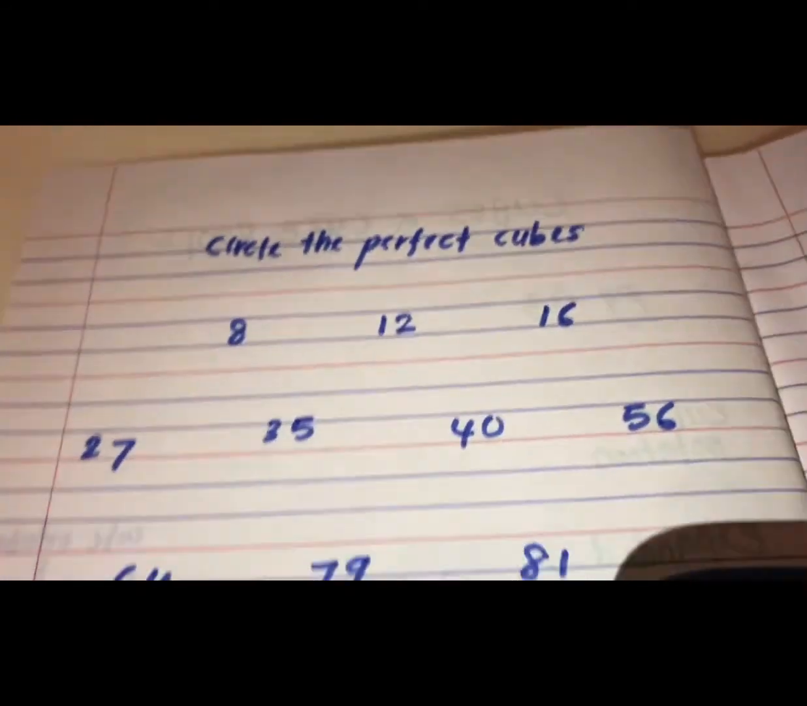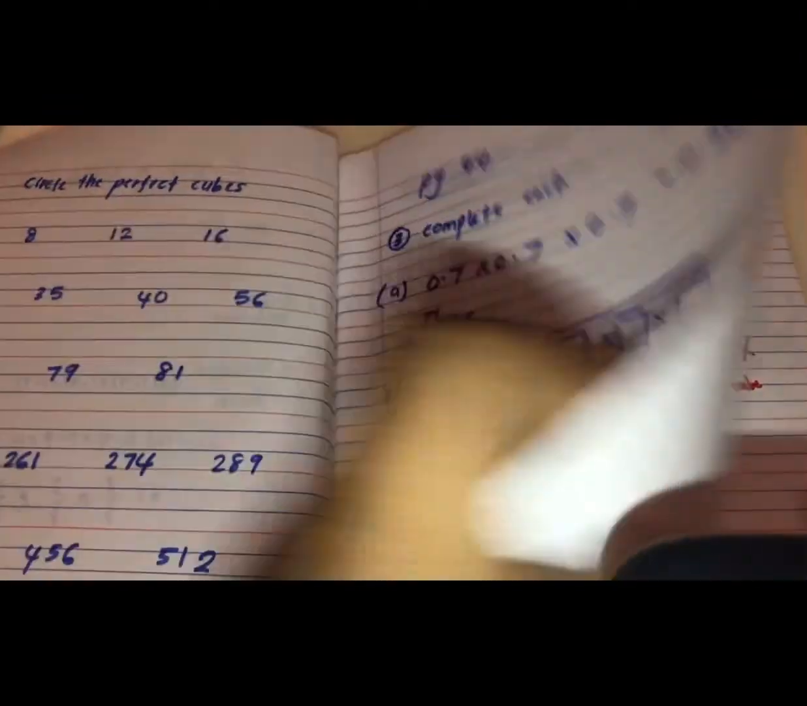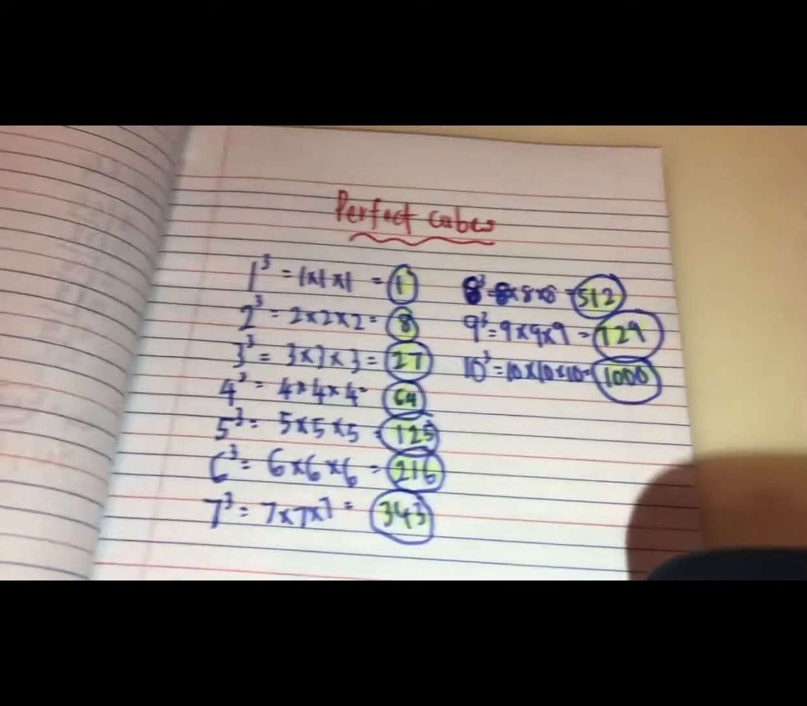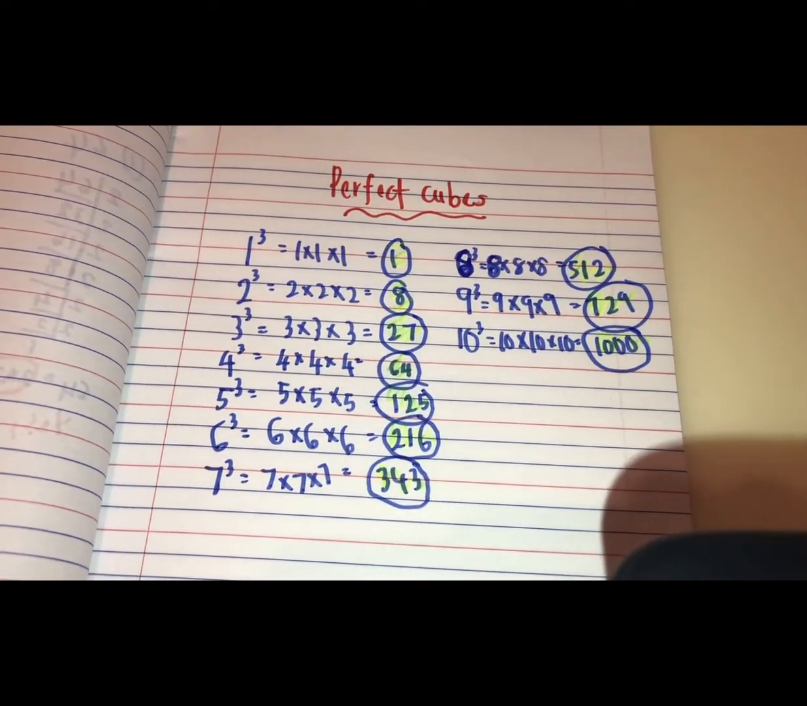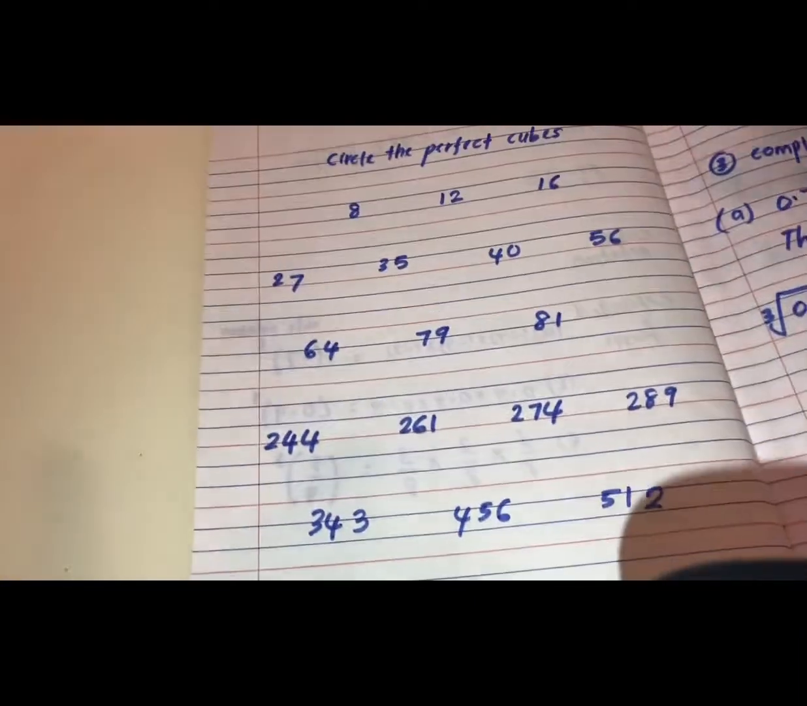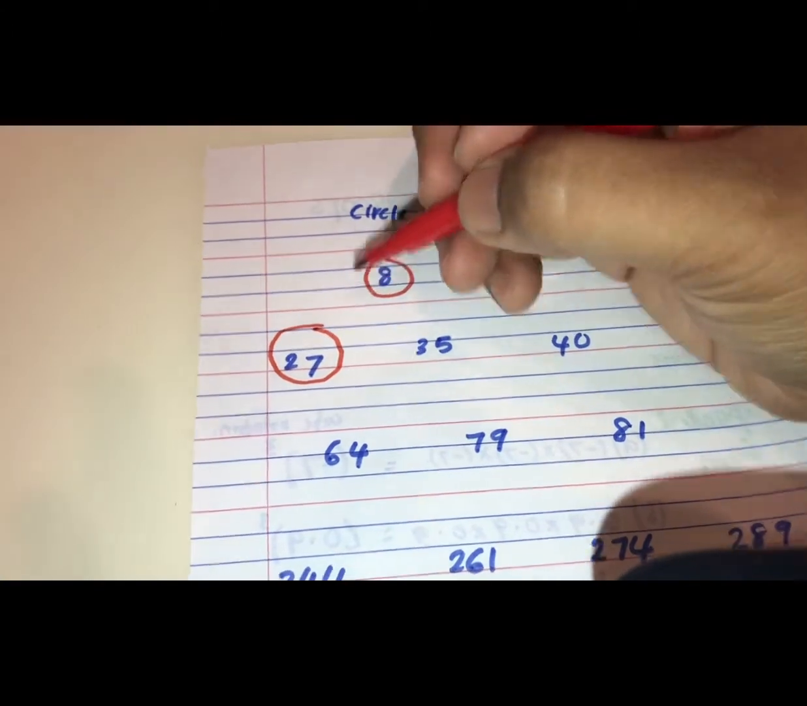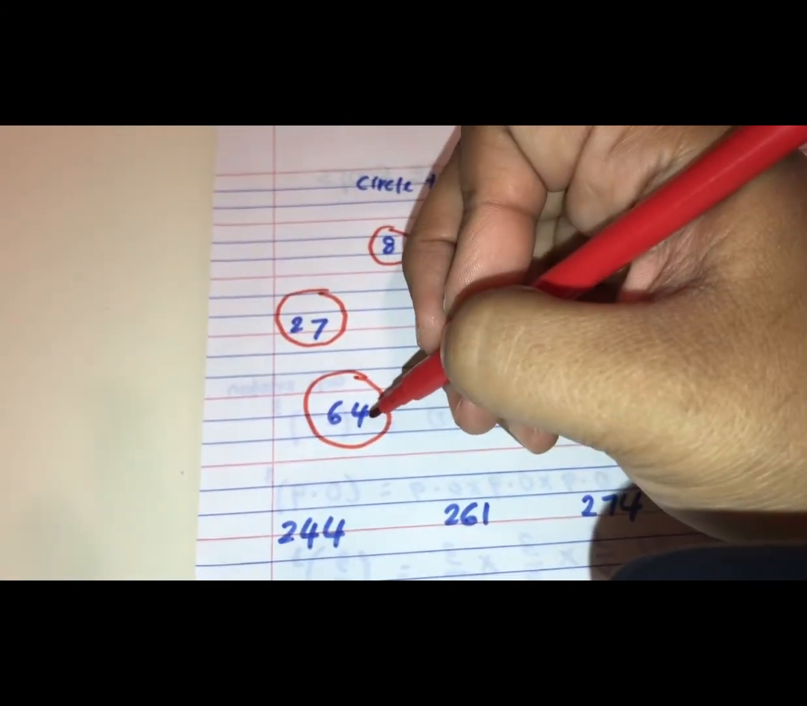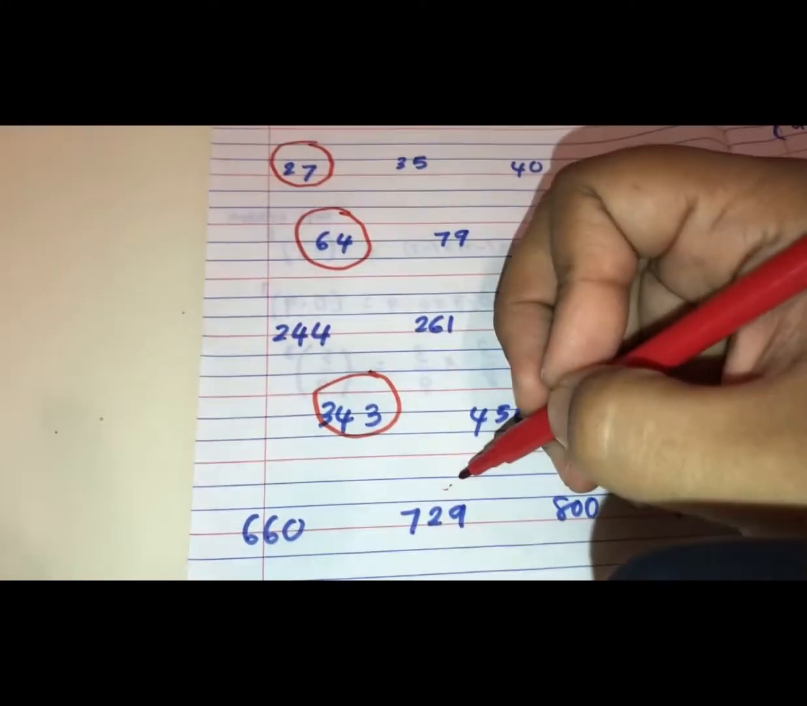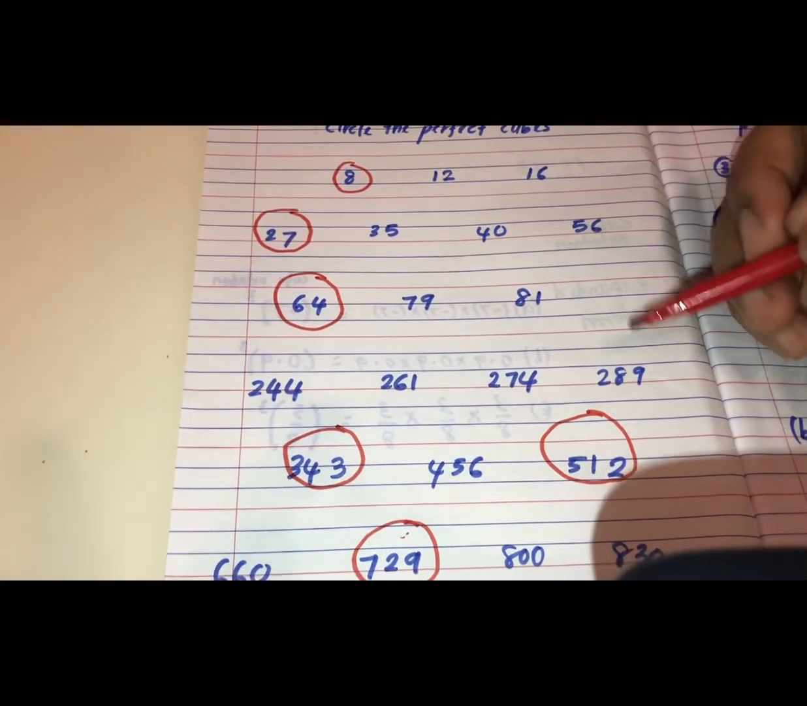Now the question asks you to circle the perfect cubes, page 43. Just now I explained the perfect cubes. You can refer back to the perfect cubes that I wrote: 1, 8, 27, 64, 125, 216, 343, 512, 729 and 1000. So you just circle which values are perfect cubes. Start with 8, equal to 2 cube. 27 equals 3 cube, 3 times 3 times 3. And then we have 64 equal to 4 times 4 times 4, so this one is a perfect cube. And then we have 343, 729, 512. That's all, no more.